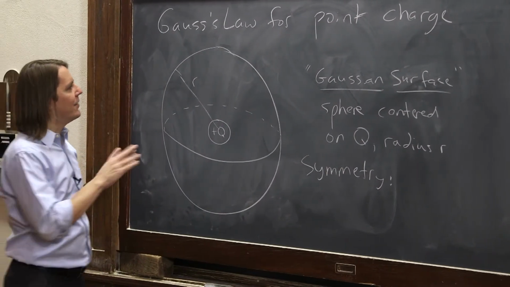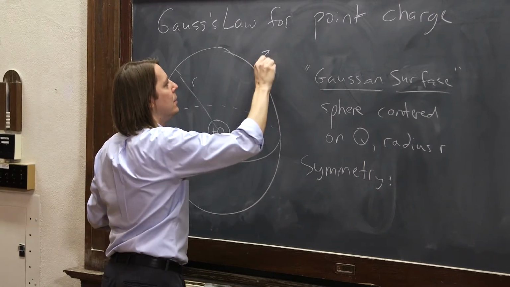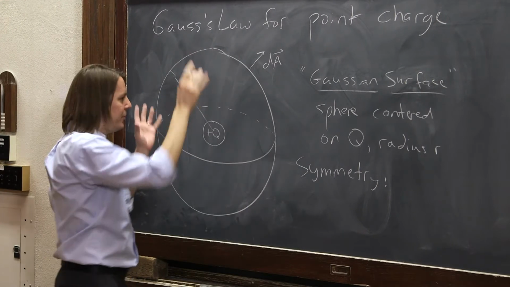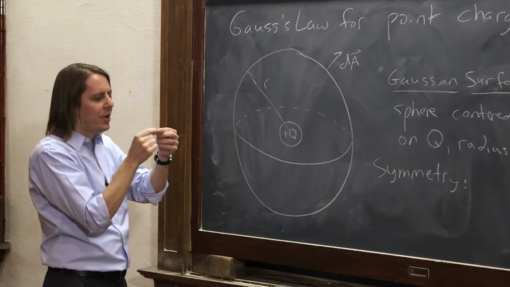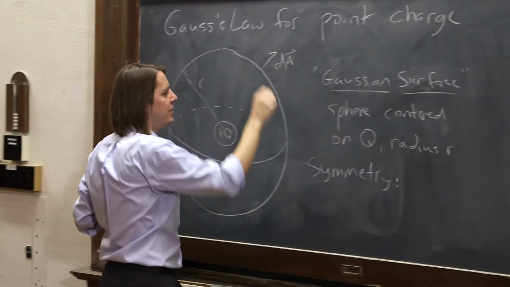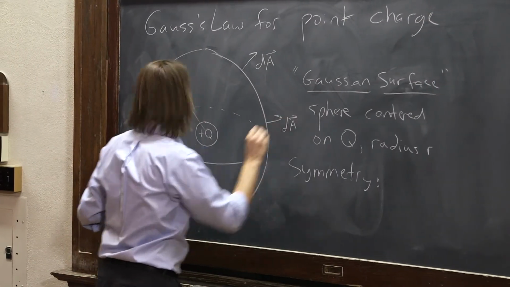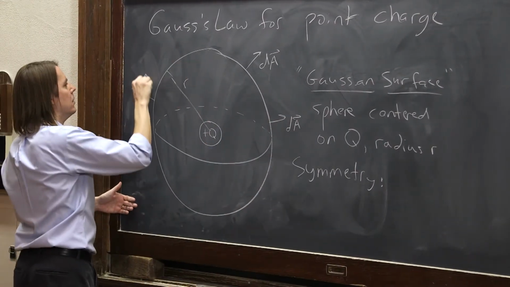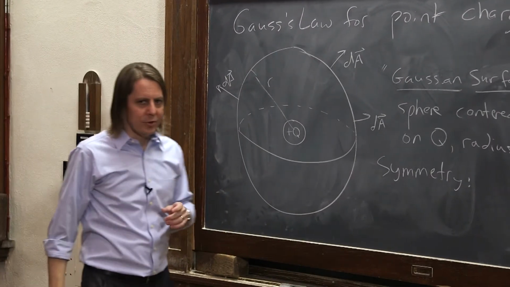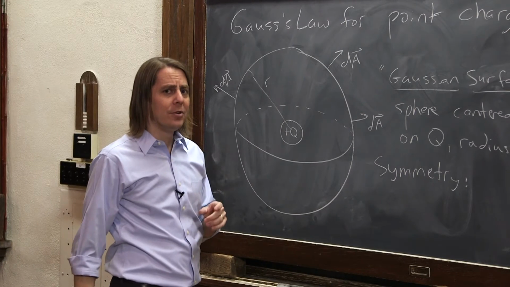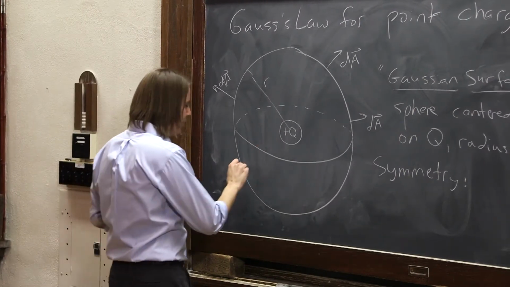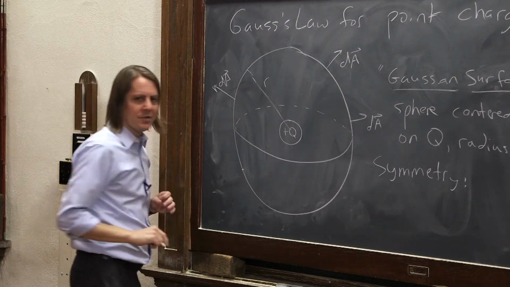It turns out everywhere you go on a sphere, dA sticks out. If we were to tile this up like a disco ball into little squares, on every little square we would draw the dA sticking normal to the surface. dA is like that, dA is like that, dA is like that. It sticks out. But also due to symmetry, the electric field would always stick out. And that's a little bit trickier to see just based on symmetry.